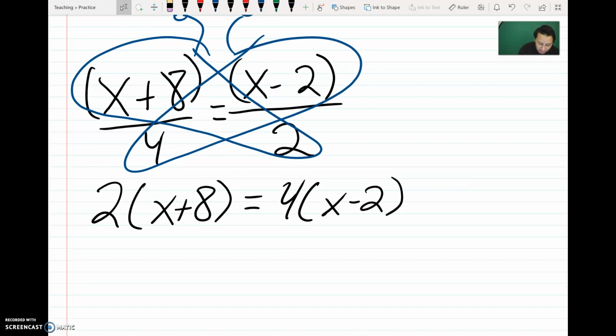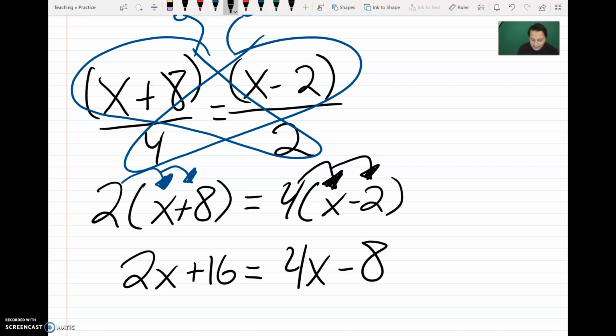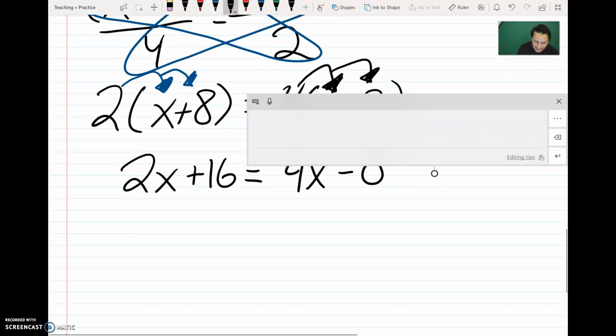Now I have to distribute everything inside of the parentheses. So 2 times x is 2x. 2 times 8 is positive 16. All right, I do the same thing with the 4. 4 times x is 4x. 4 times negative 2 is negative 8. Okay, and I'm not done, right?